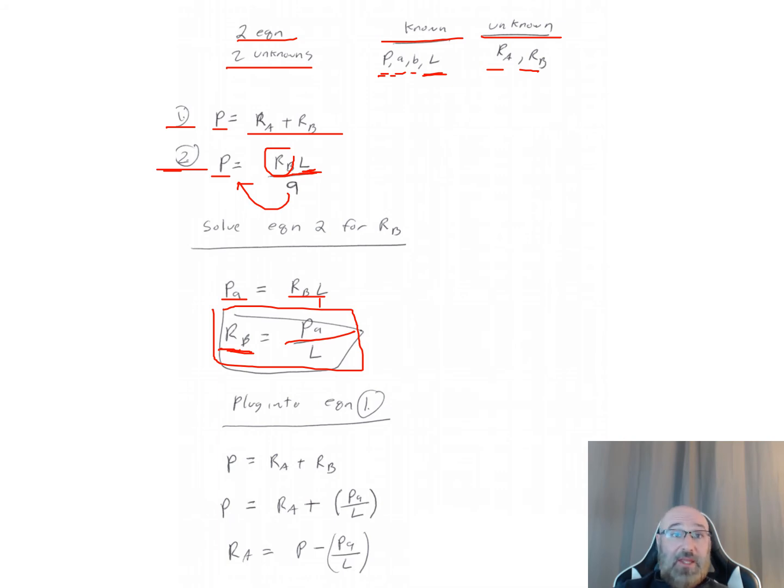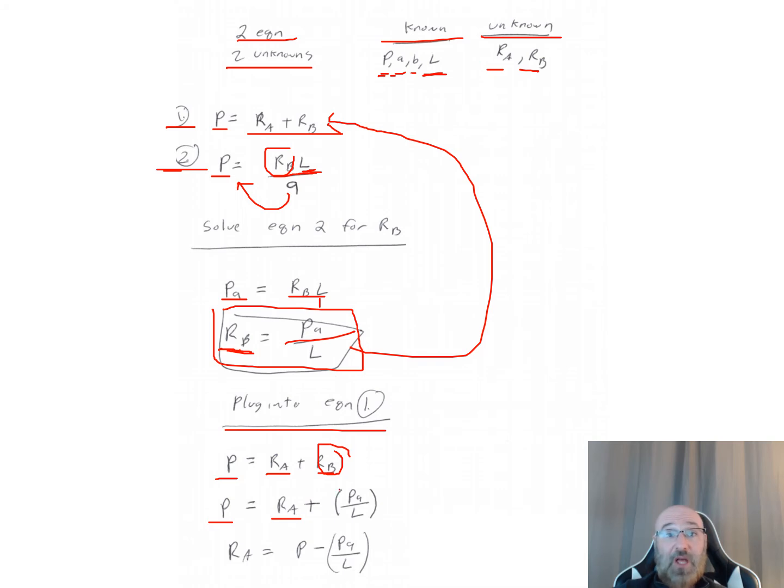So now I can take this relationship here and plug it back into equation 1 for my R sub B. If I plug that back in, my equation 1 was P is equal to R sub A plus my R sub B. So P now, when I plug in for my R sub B with this relationship here, is R sub A plus now my PA over L. So I can rearrange that and solve that for R sub A. My R sub A is equal to P minus PA over L.